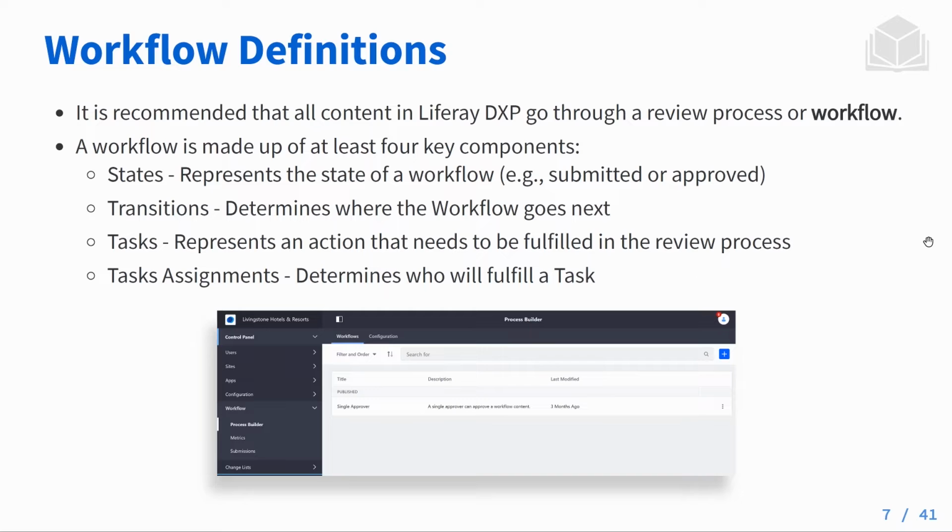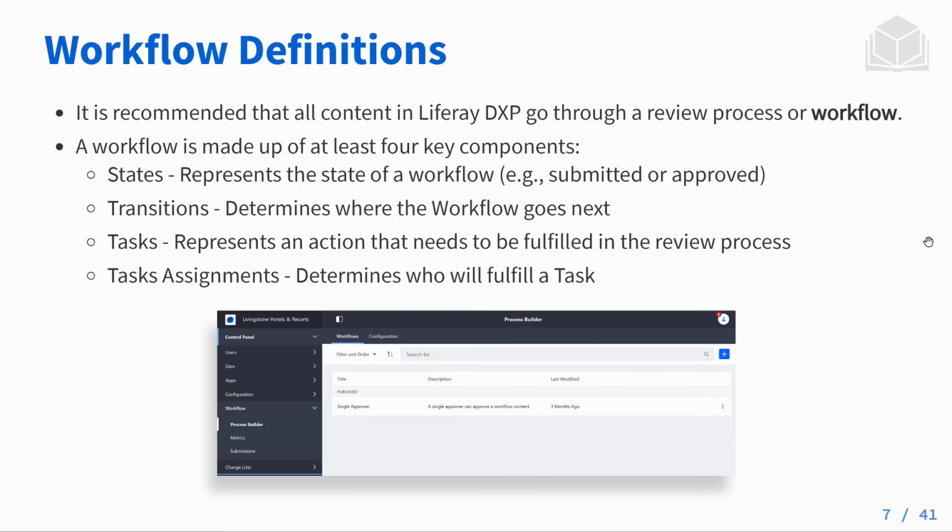A workflow is made up of at least 4 key components. First of all is states. This represents where the workflow actually is. The asset's been submitted, approved, it's in review, needs changes. This is something that we want to make viewable to the right people involved. We also have transitions. So at different points of the workflow, we need to know what is going to happen next after a certain condition is met. Where does the asset get passed along to?